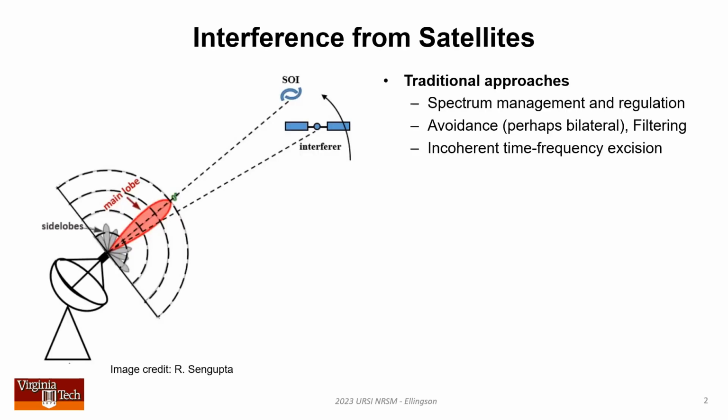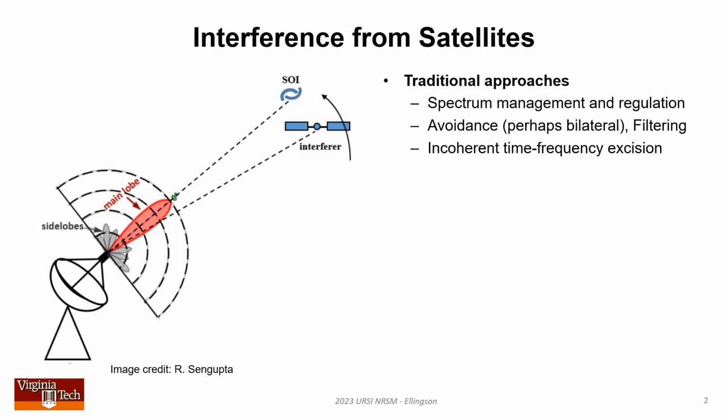Interference from satellites afflicting radio astronomy is a problem with a long history, which I will not attempt to recount here. Suffice it to say that the problem with satellites is that radio telescopes cannot hide from them. There is no place that's sufficiently remote to avoid them, and the numbers of satellites continue to grow.